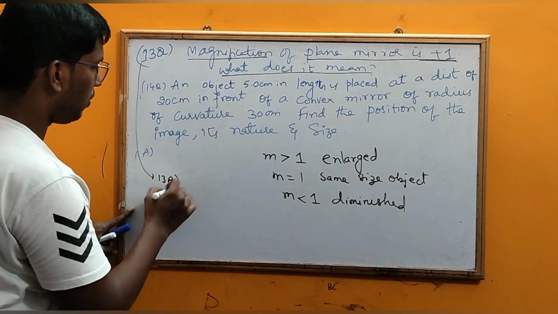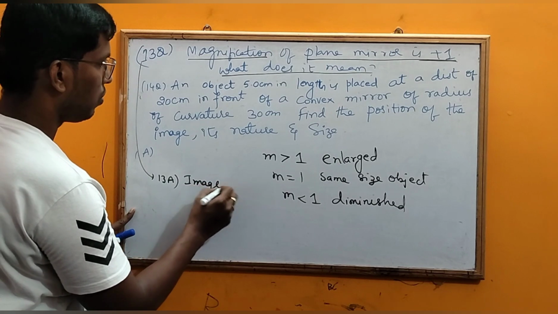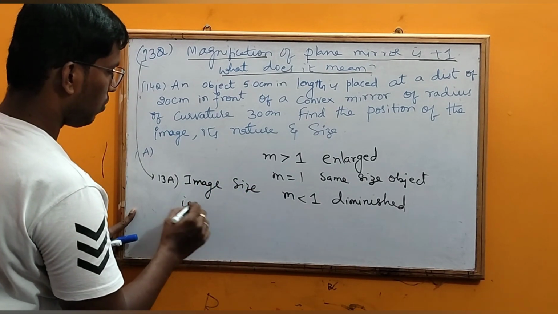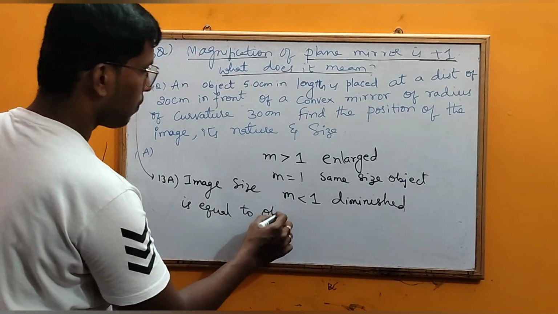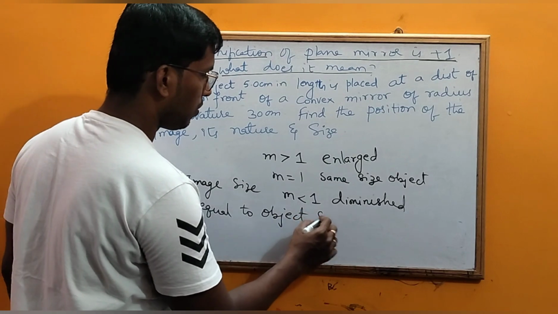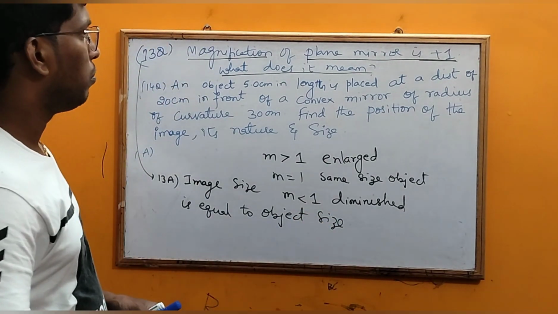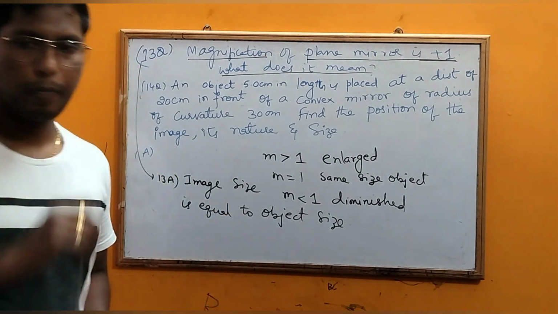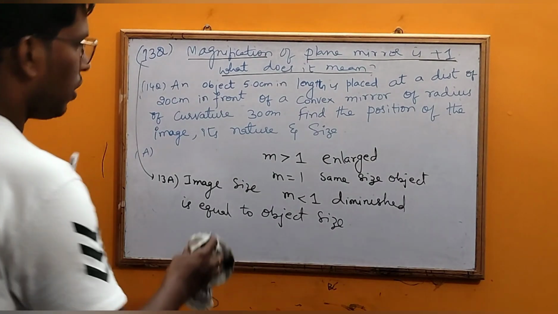So what will be the answer for 13th one? 13th answer, the image size is equal to object size. This is the meaning of the question. Both object size and image size are equal. Okay, next question. Next is 14th question.